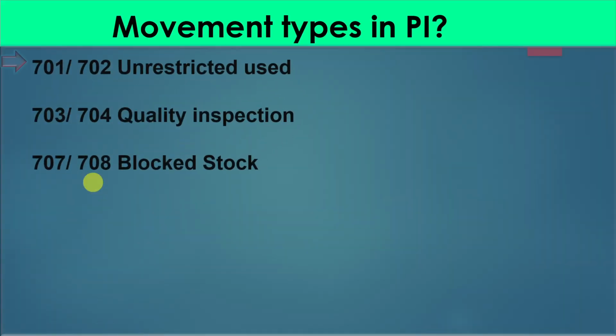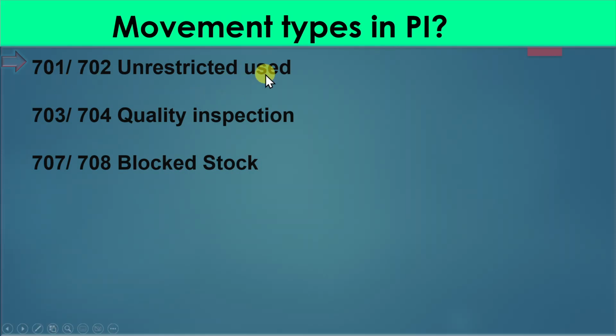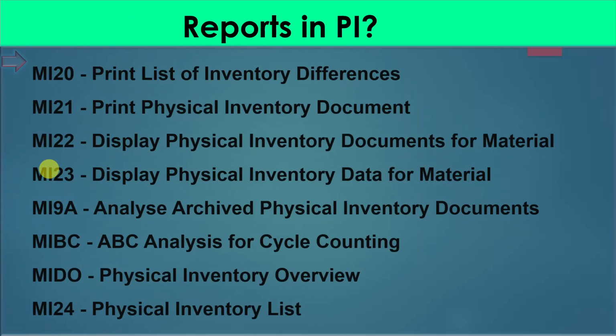Then which movement types trigger in physical inventory? 701 and 702, which we saw in the last document itself. If we have unrestricted stock, or stock in quality inspection, these two movements will trigger 703 and 704. If it's blocked stock, then 707 and 708. Then these are the various reports you can check in the system for physical inventory.